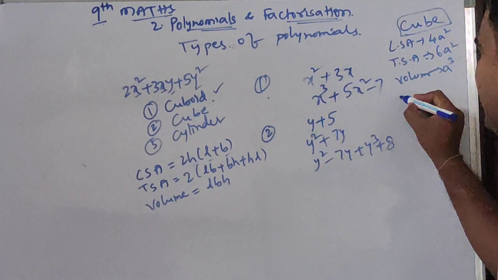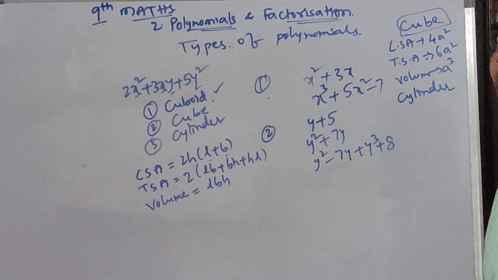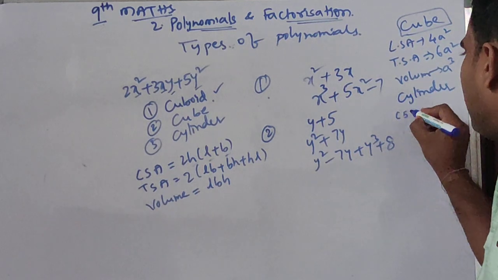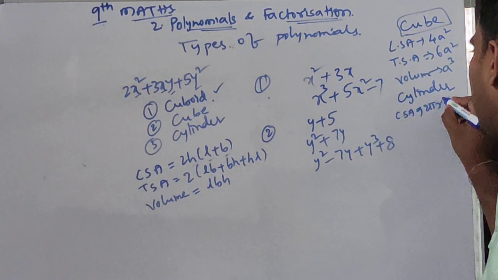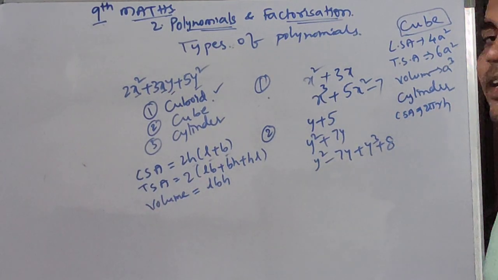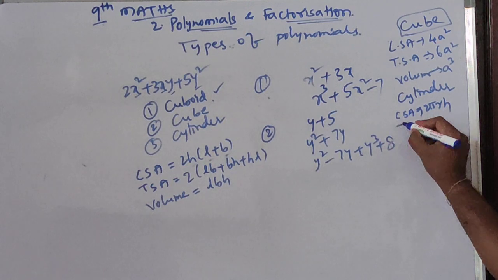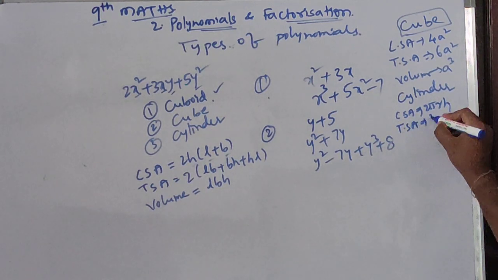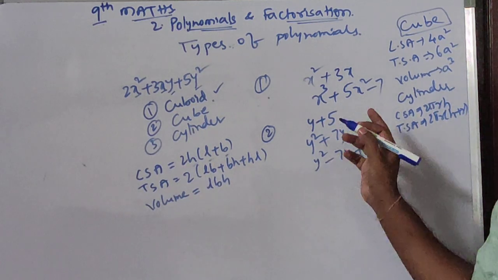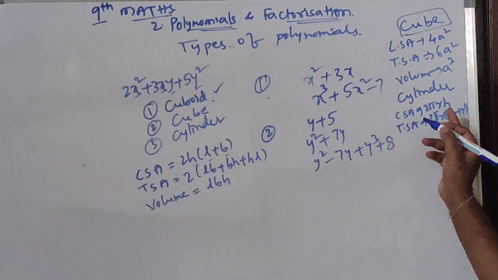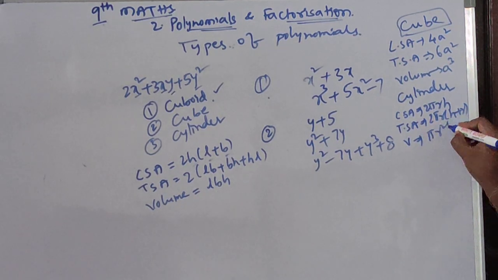Next, if we are taking cylinder, so curved surface area 2 pi RH. 2 pi RH is the curved surface area formula. Next, TSA, total surface area 2 pi R of H plus R. Total surface area formula 2 pi R of H plus R. Next, volume pi R square H.